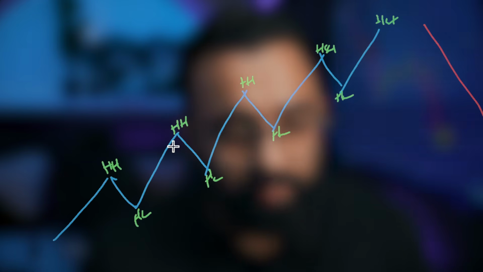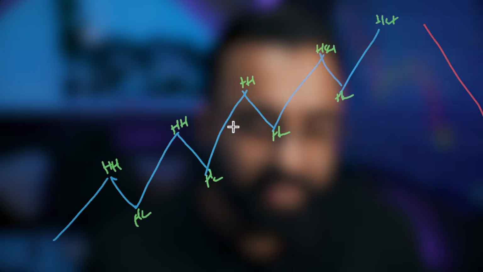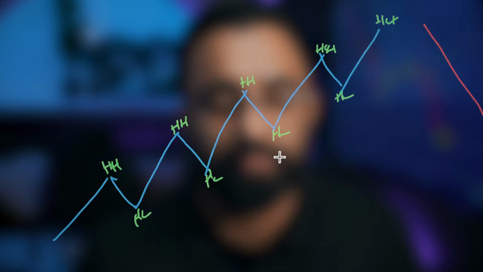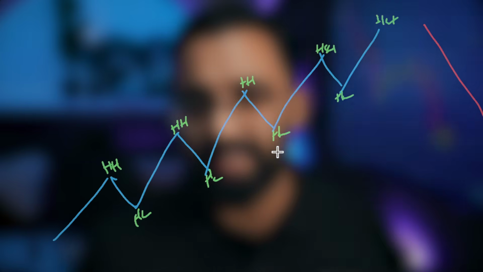Phase 1 goes in line with the trend. Phase 2 goes against the trend. Phase 1 goes in line with the trend. Phase 2 goes against the trend. This is the easiest way to remember it.